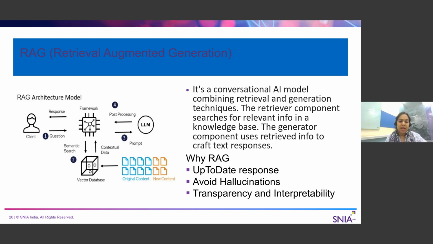Okay, so if you see the diagram there, how exactly does it work? The user first submits a natural language question or query. That is the first thing that you see there. Now the RAG framework performs a semantic search of this vector database, which will have the original data as well as the new content. So why RAG is more important is it has a reliable source.